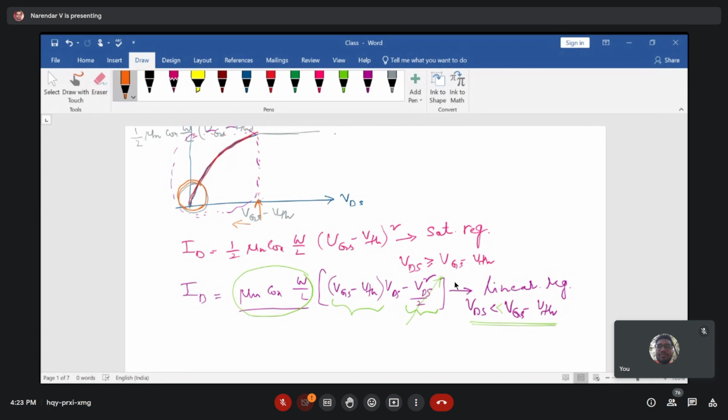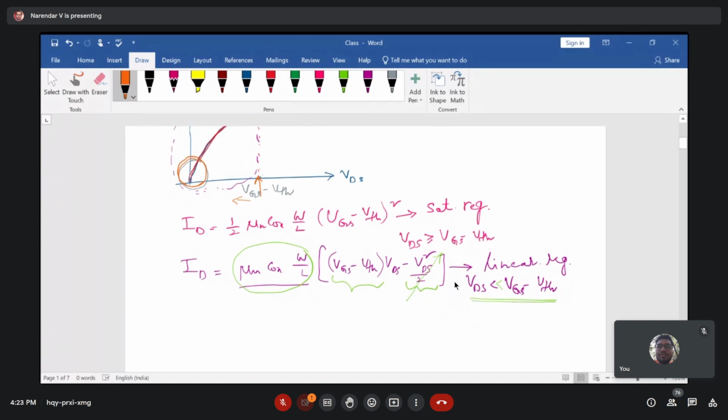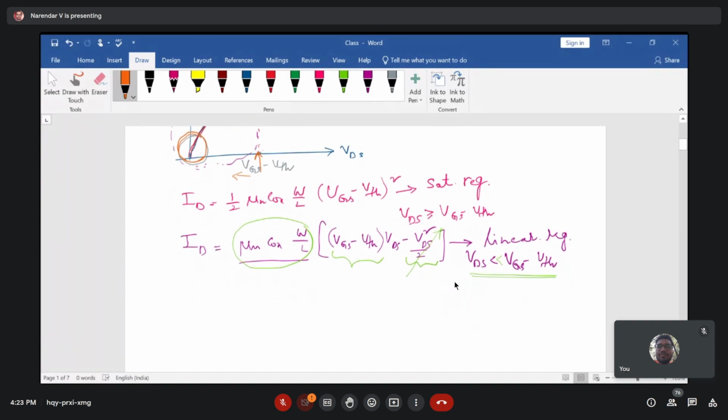So we are talking about the region where VGS minus VTH. What you can notice from this equation and graph is that if the VDS value is less than, the second term is much smaller than the first one, VGS minus VT, then you will get the linear relation. That is your linear current increment in your device.